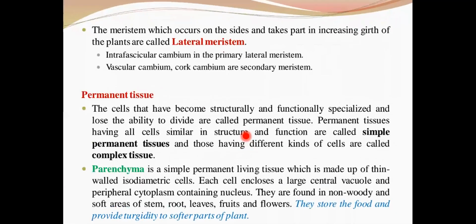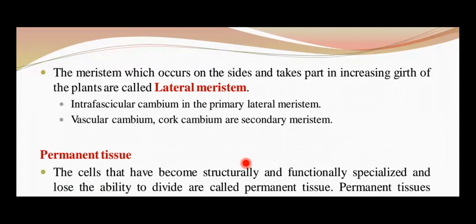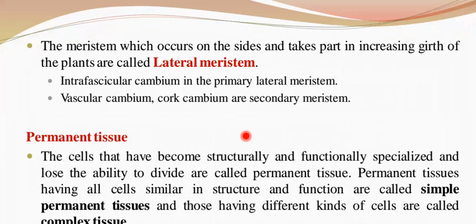Okay. Similarly, we have the secondary meristem, which is also the lateral meristem, students. What is this lateral meristem? Meristem which occurs on the sides and takes part in increasing girth of the plants is called lateral meristem. And we have examples under this category: the intrafascicular cambium, interfascicular cambium, vascular cambium, and cork cambium are the secondary lateral meristems. Okay, and these are the secondary or the lateral meristem. They are usually called cylindrical meristems also. Okay, and they are responsible for giving rise to secondary growth in the plant body.